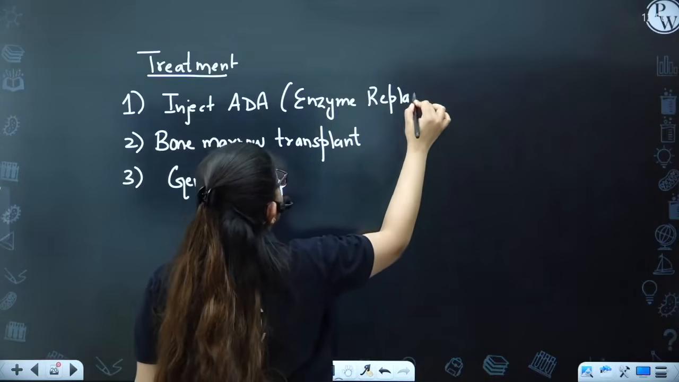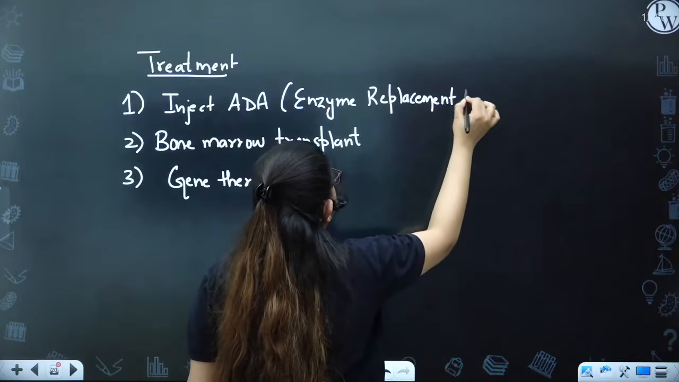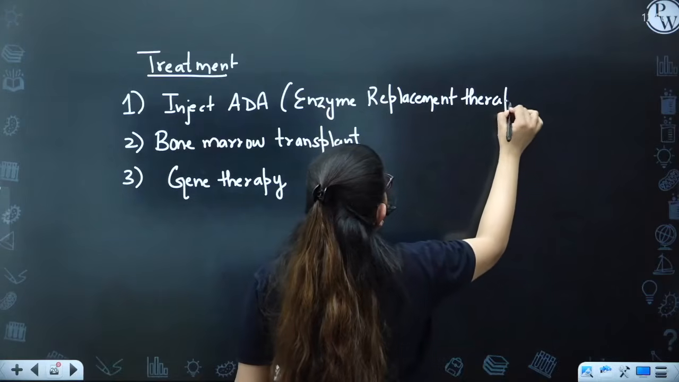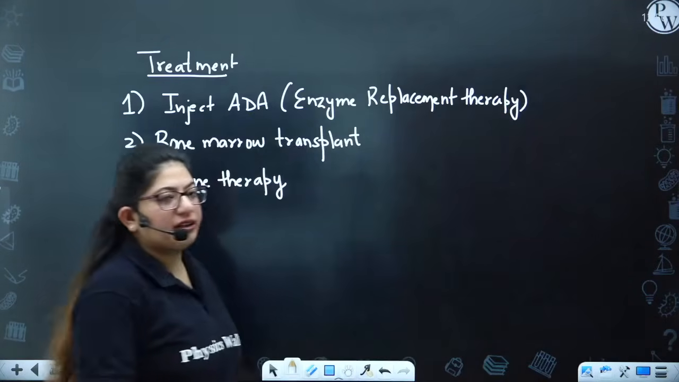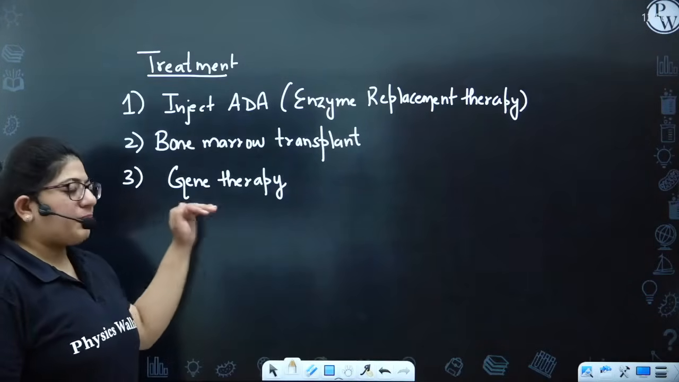Enzyme replacement therapy. Alright, guys. So these are three ways you can go for. So the best thing is gene therapy.